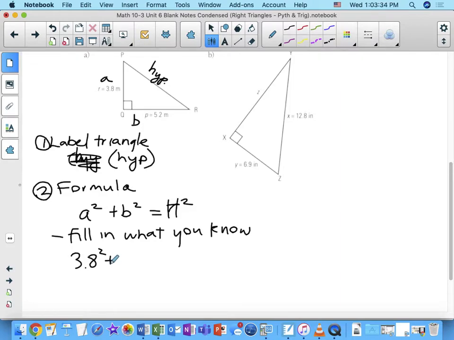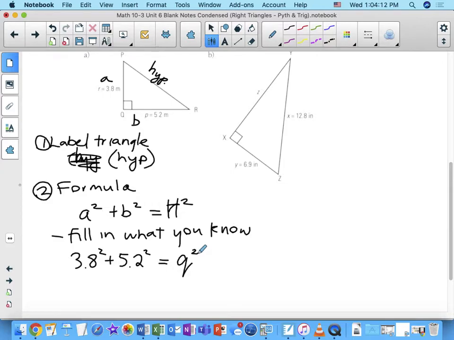Plus, do I know B? Yep, that's 5.2. So 5.2 squared equals, do I know H? No. What is the letter that is used in this triangle for H? What's the letter along the hypotenuse? I kind of covered it up on the picture, but you guys should be able to see it in your notes. Q, yeah. So I'm going to call this Q squared. Okay?